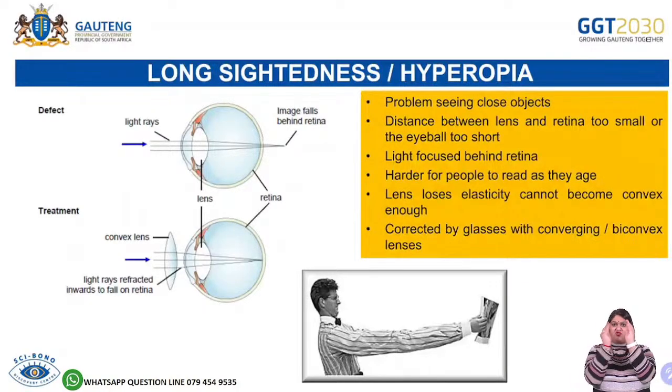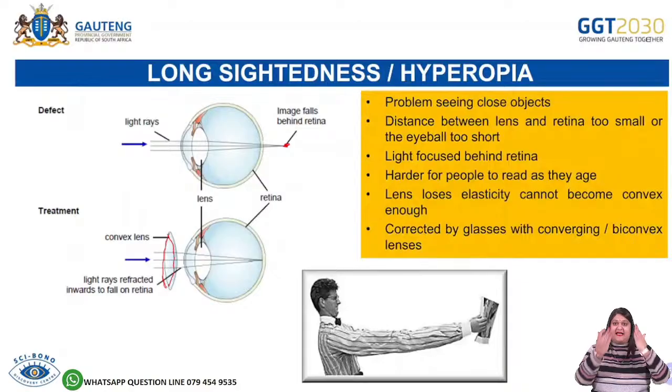Okay, so here we have a shortened eyeball, and the light is focused behind the retina. So you can see over here, the light is coming in, but it's focusing here behind the retina. It's harder for people to read as they age, and the lens loses elasticity. It cannot become convex enough, and it's corrected by glasses with a biconvex lens. So here we have a biconvex lens. So basically it's given you a shape of the lens, which our lens actually is.